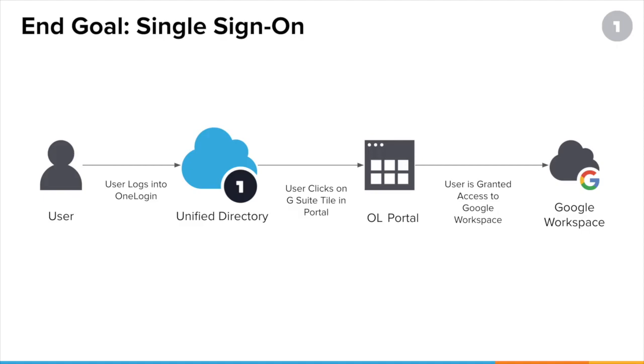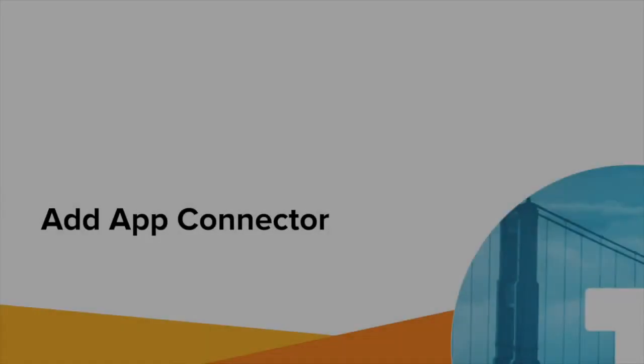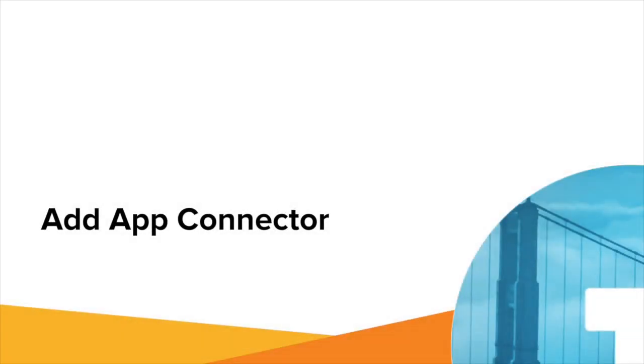Once we have provisioning fully configured, our final goal is to configure an end-user experience where they will log into the OneLogin portal, click on, say, an app tile that we created for G Suite, and then automatically get directed to and logged into Google Workspace. So first, we need to add our app connector.